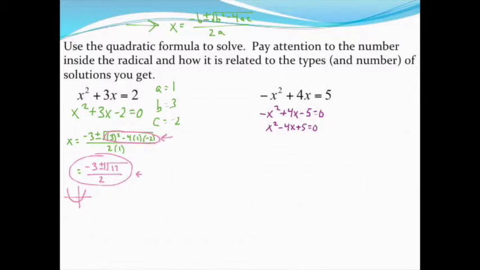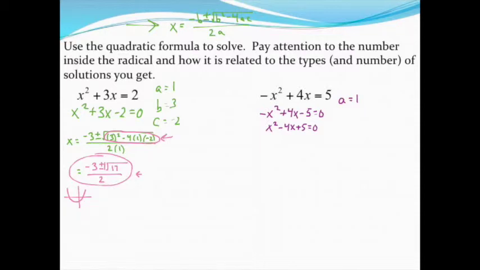I can't change the 0 sign. And that's something that I might want to try to factor. If I tried to find 2 numbers that multiply to 5 but add up to -4, I'm once again going to find that that is impossible, so this one is not factorable, meaning I won't get rational answers.